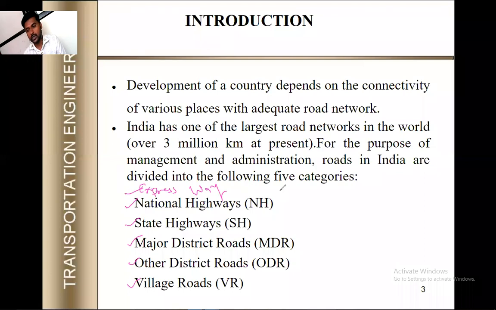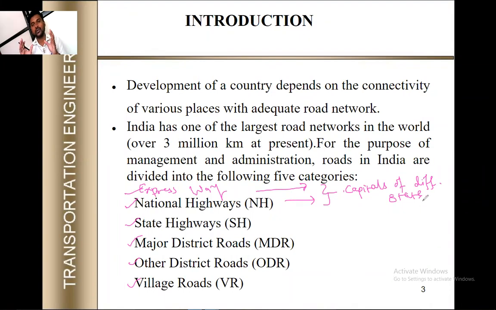So what are these roads and what are the purposes of building them? Expressways and national highways are mainly designed or built for connecting the major cities, we can say the capitals of different states. Capitals of the states are mainly connected by the national highways and the expressways.